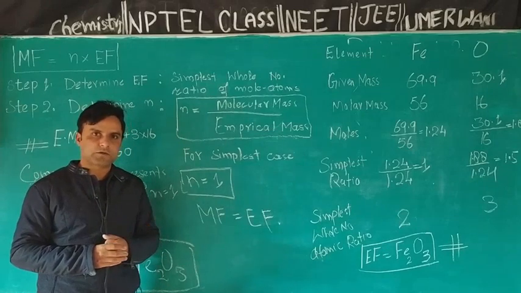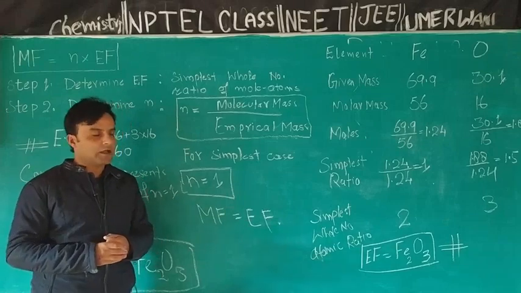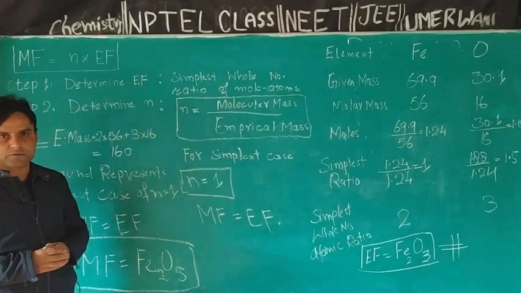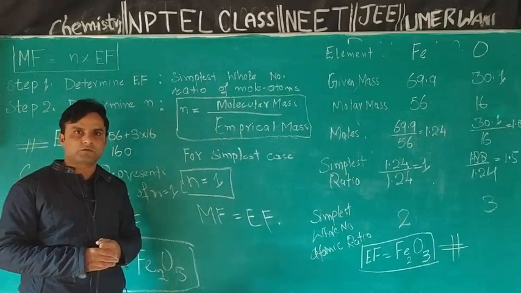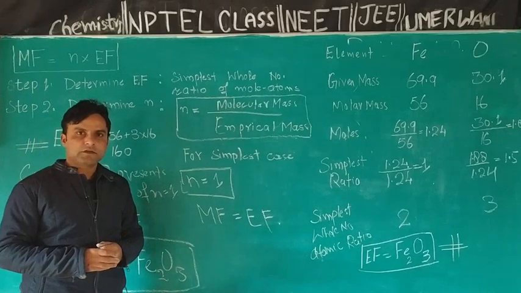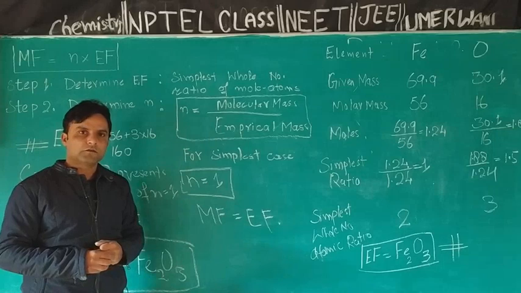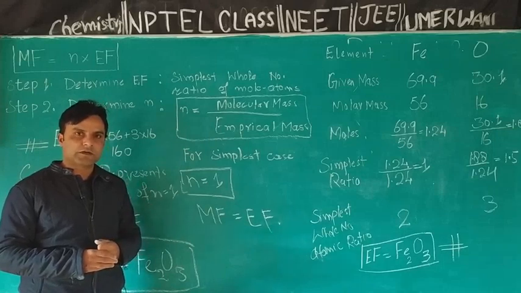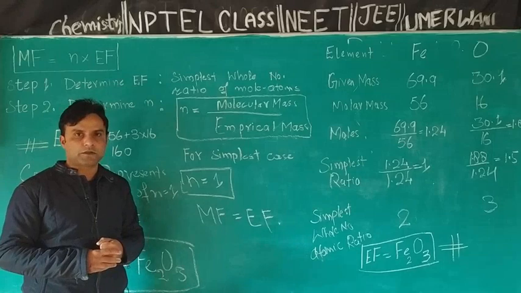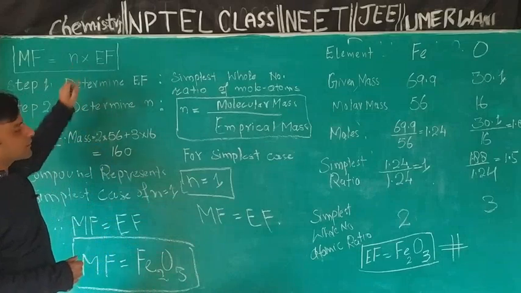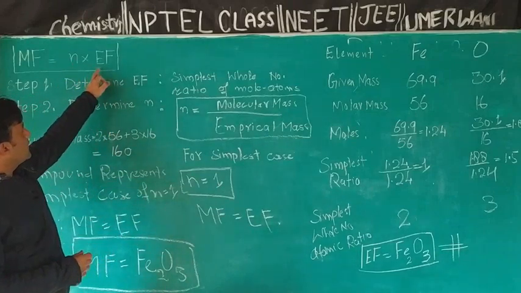Empirical formula is the simplest formula of the compound because it gives the simplest ratio of mole atoms of all the elements present in it, and both are related by this equation. Molecular formula is equal to n into empirical formula. n is a common factor. For example, for glucose C6H12O6, the actual formula is C6H12O6. The common factor between 6, 12 and 6 is 6. The simplest formula will become C1H2O1. So the common factor here is 6. This n represents the common factor, and EF is the empirical formula.